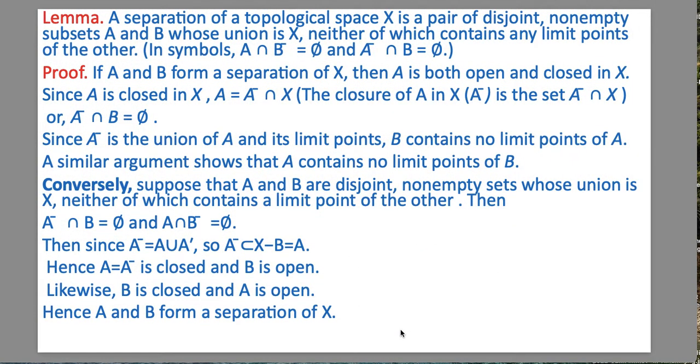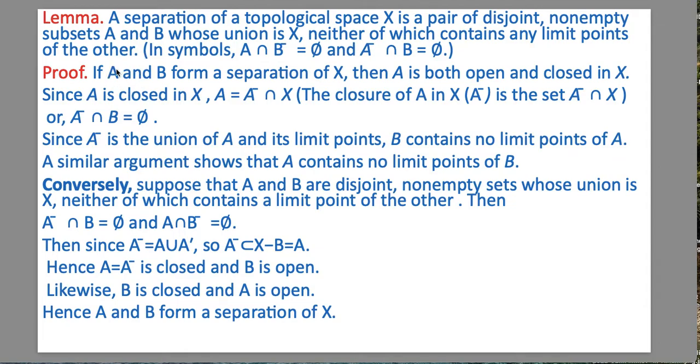A separation of a topological space X is a pair of disjoint non-empty subsets A and B whose union is X, neither of which contains any limit points of the other. In symbolic terms, we can write A intersection B bar is empty, where B bar denotes the closure of B, and A bar intersection B is empty, where A bar means the closure of A. If A and B form a separation of X, then A is both open and closed in X.